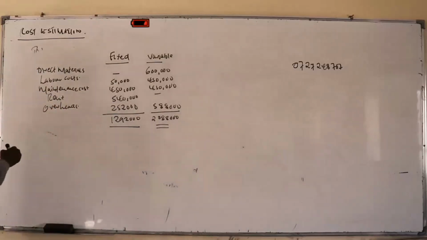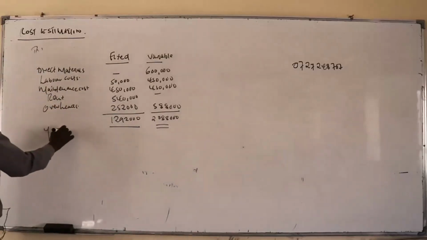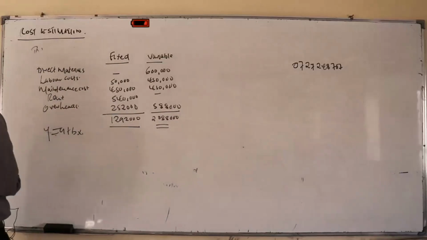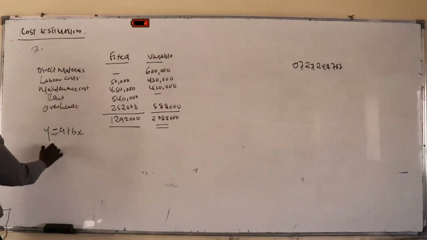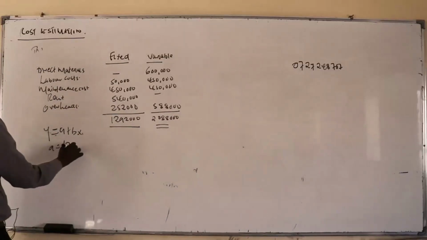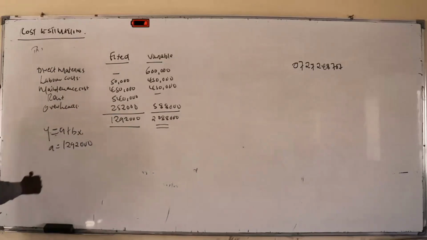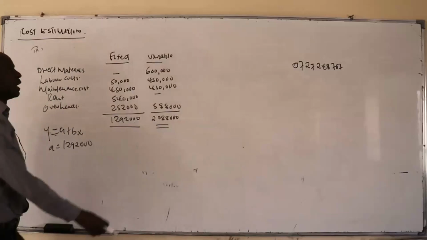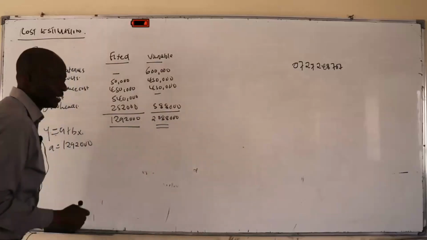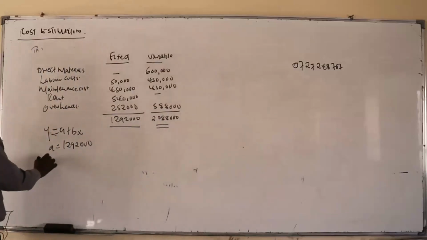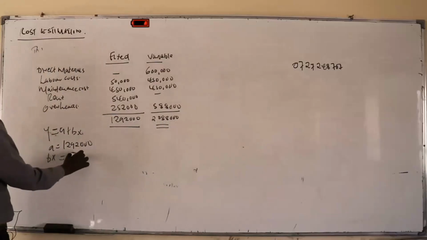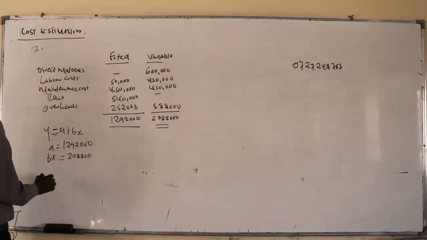Then now you come here and you write your estimation equation, which is y equals a plus bx. So we said a is the fixed cost. A is a fixed cost. So the a will be 1,292,000. And then we said b is the variable cost per unit, isn't it? So here we have been given the bx. Bx is 2,088,000.